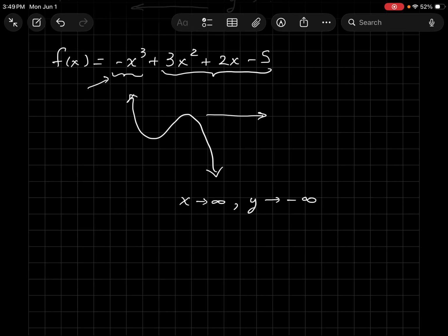Let's look at the other side. What happens when x is approaching negative infinity? That is, if we go to the left on the graph, what's happening to the y value? Well, y is increasing without bound. That is, y is going to positive infinity. And that would be the end behavior of our graph. Let's do just a few more examples.